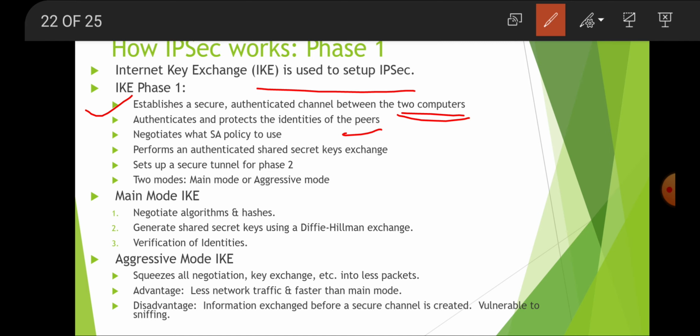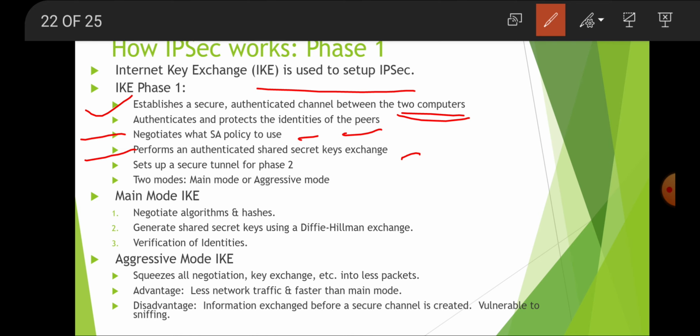Negotiate what SA policy to use. Whatever security association policies can be used can be negotiated. Perform an authenticated shared secret key exchange. Whatever key I am using to send the data, that key must be known to the destination also. So there is a need to share that key. For that purpose, perform the operation of sharing the authenticated key, or we can simply say exchange of the key.